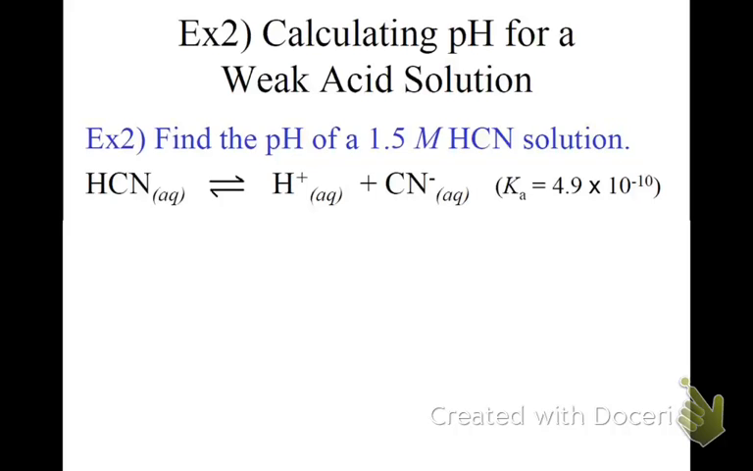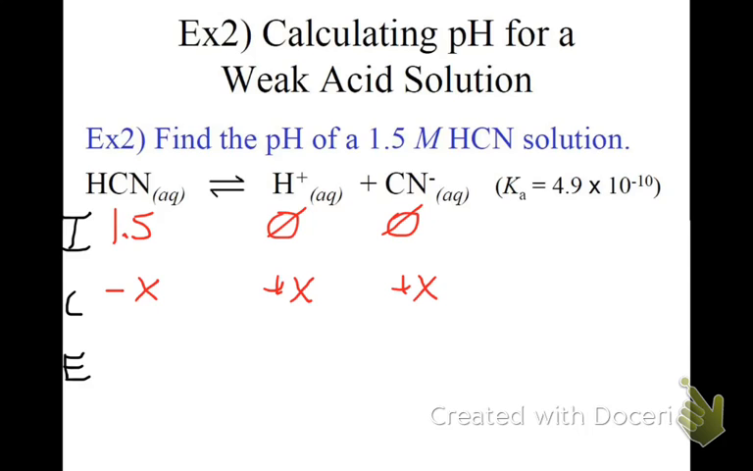Welcome back. So here is how I solve this problem. Of course I set up an ICE table right away. Since this is a weak acid, we know it's not going to go all the way to completion. And we have 1.5 molar of the HCN, and both of those are going to start out at 0. HCN will decrease by X, H plus and CN will both increase by X, and then at equilibrium, the HCN is going to be at 1.5 minus X, the protons are going to be at plus X, and the cyanide is going to be at plus X.